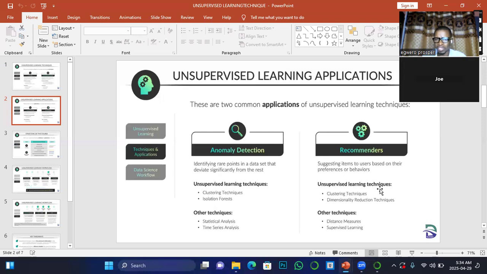So unsupervised learning techniques: clustering techniques, dimensionality reduction techniques, then other techniques under each of them. Here we have statistical analysis, time series analysis. Here we have distance measure. That is how you are going to know how this one deviates, how close it is to this one, what the distance is between this occurrence and the other one. These are the factors you are going to use.